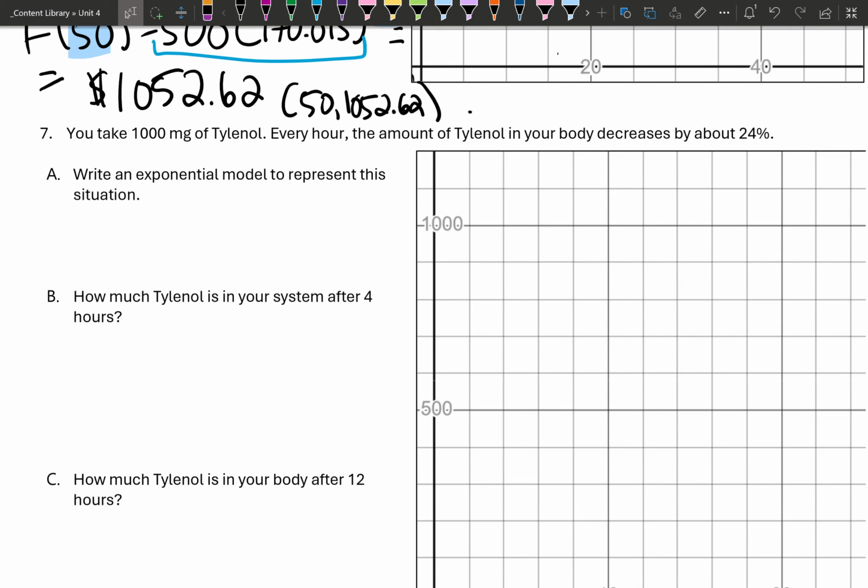Number 7. You take 1,000 milligrams of Tylenol. Every hour, the amount of Tylenol in your body decreases by 24%. Alright, we have a decay function here because we're decreasing. And this is very important information.